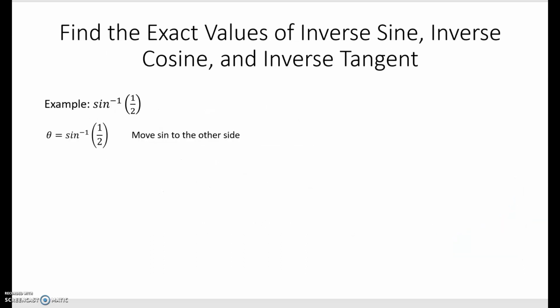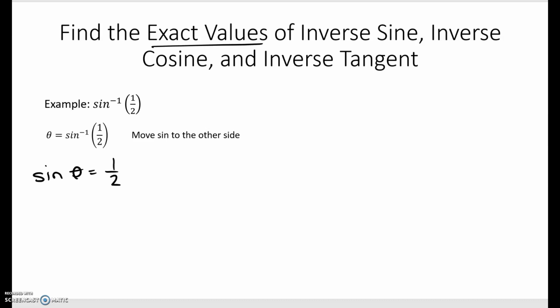Now if we look at finding the exact values, and if they say exact values, then it means that it wants basically a fraction. It doesn't want decimals. So we're going to look at the inverse sine of 1 over 2. The very first thing is I'm going to set this equal to theta, and then I'm going to move sine to the other side, so it looks like something that we are used to working with.